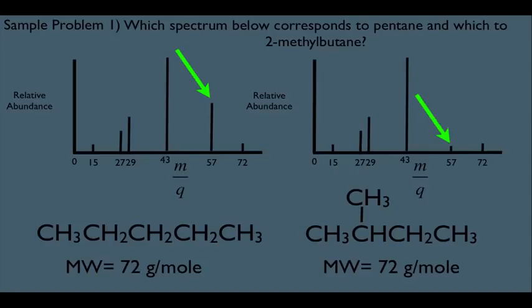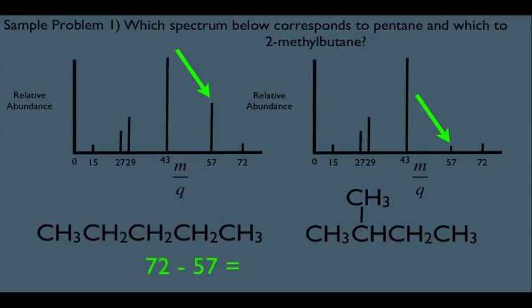Let's look at our molecules here and see which one might have a higher relative abundance at the 57 peak. Let's do some math here. Let's start with the pentane. 72 minus the 57 means that the molecule lost something that weighs 15. And think about it. What weighs 15? Well, a methyl would weigh 15. So think about this. What we're trying to figure out here is which molecule is more likely to lose a methyl upon fragmentation. Well, let's investigate pentane first.